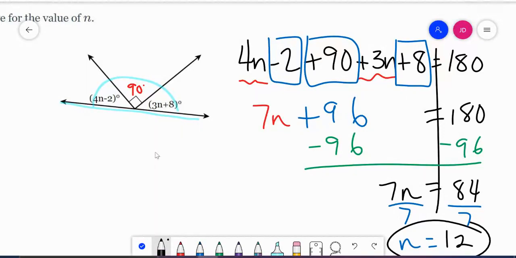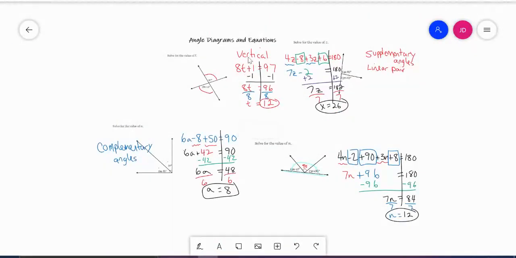So, remembering that 180 degrees is a straight line, and you add up all these angles to equal 180. So, again, all going back to knowing the terminology of vertical angles, supplementary angles, linear pair, complementary angles, and knowing that 180 degrees is a straight line, 90 degrees is a right angle, all that good stuff when doing these problems.